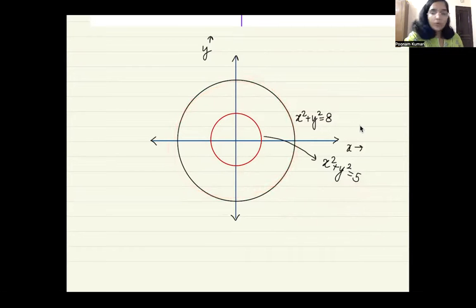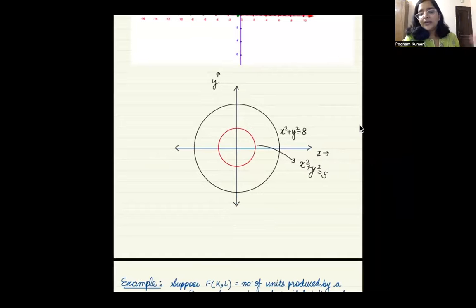ठीक है, तो इसको बोलते हैं लेवल कर्व. Different value of the function for different values of z, that is called level curve.